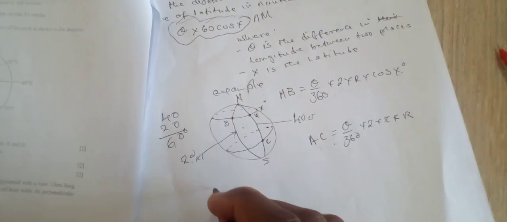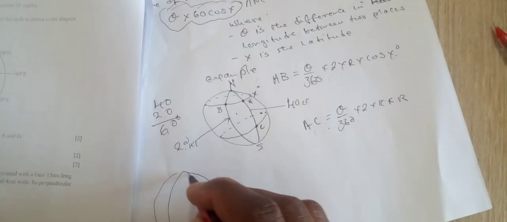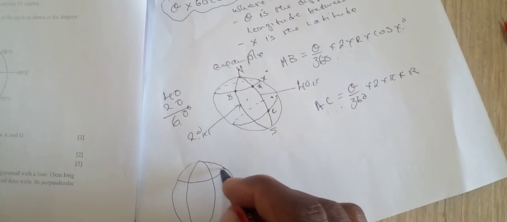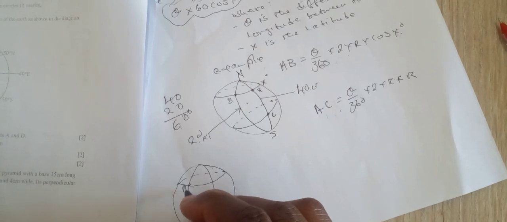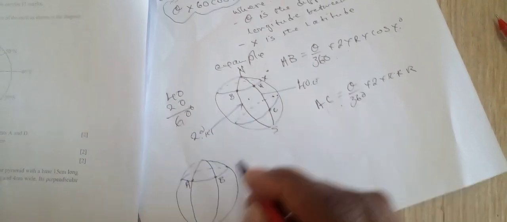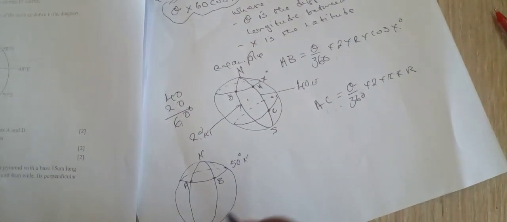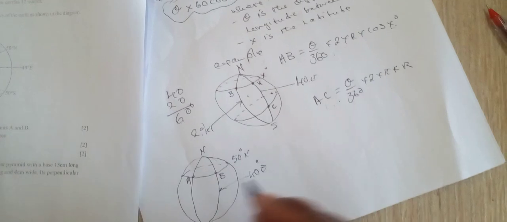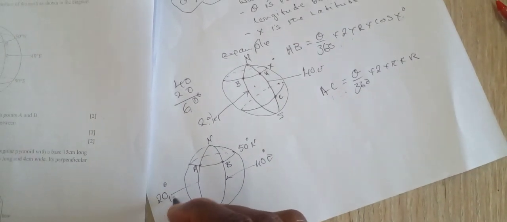So let's say this earth you have been given, here's the earth, I'll sketch it here. Okay, we have been given these longitudes. Never mind my sketching. All I'm interested in is for you to be able to get the concept. So let's say this is my A here. Okay, this is A and this is B there. Then they say this is 50 degrees north and this is the northern side. And this longitude here is 40 degrees east. And this one is 20 degrees west.